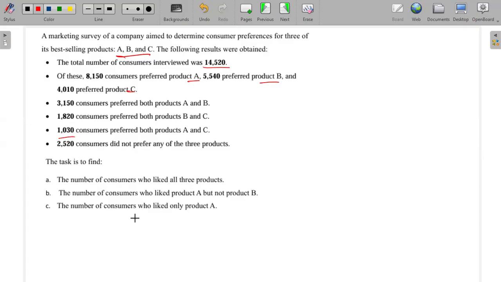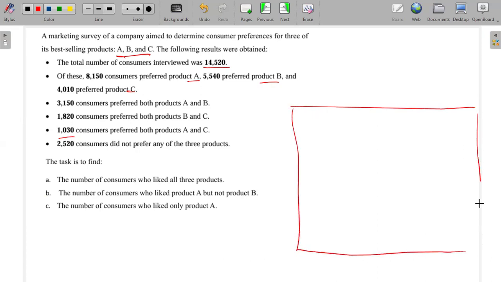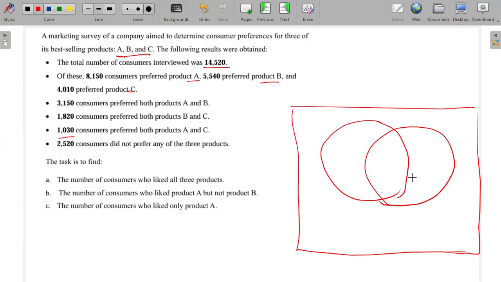First of all, we can involve a Venn diagram in order to get a visual representation of what is going on here. So I have my Venn diagram there. We're dealing with 3 sets here, because there's product A and product B, and then you have product C.